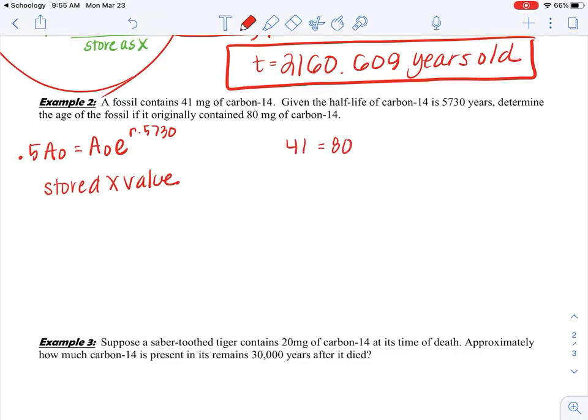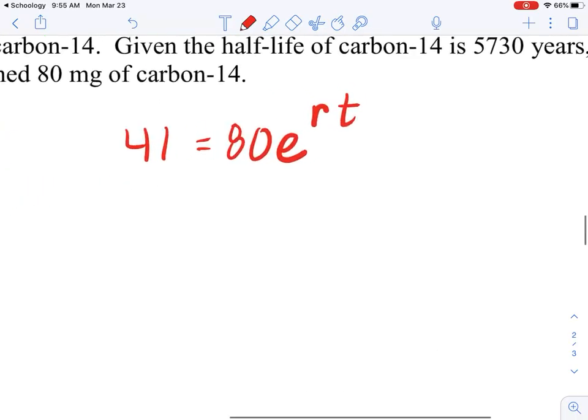So I know it originally had 80 and it now has 41. So that's almost half. Keeping in mind that this is almost half, I know that the answer is going to be pretty close to 5,730 years, but a little bit less than that because it's almost half. It's not quite half. Times E to the, my stored rate, and I'm looking for time. All right, so once again, I'm solving for T, time, right here.